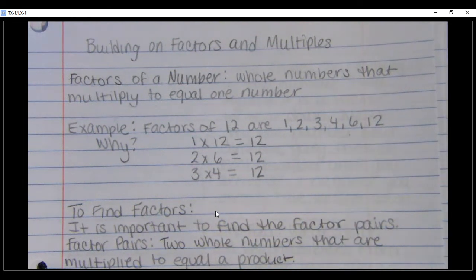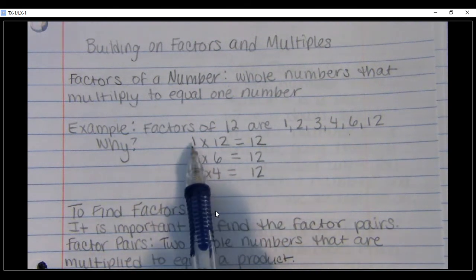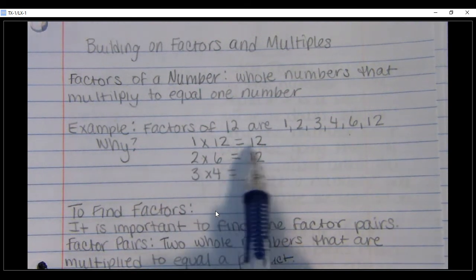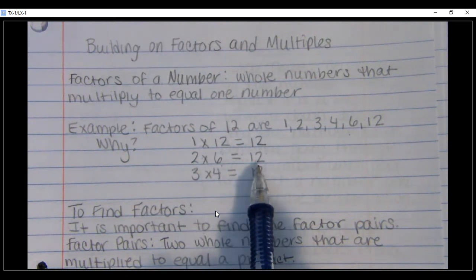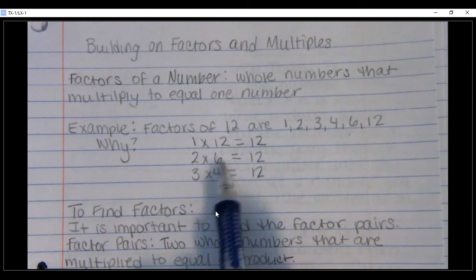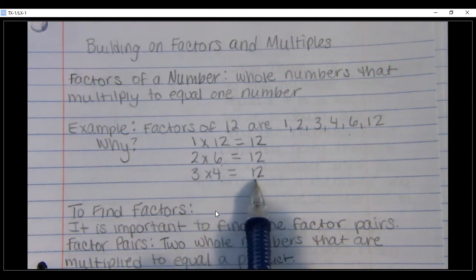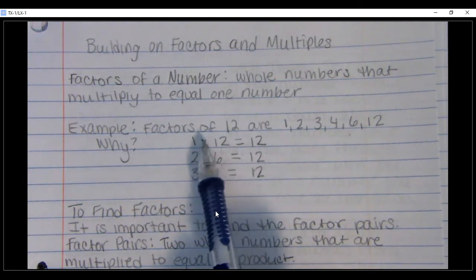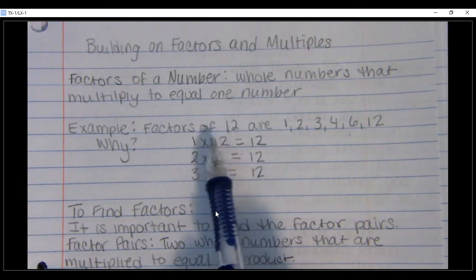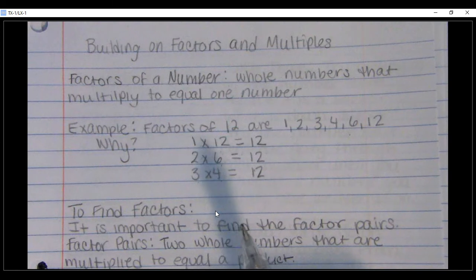So why do these numbers create factors of 12? Well, 1 times 12 is equal to 12. So 1 and 12 are going to be factors. 2 times 6 is equal to 12 too. So 2 and 6 are factors. And 3 times 4 is equal to 12. So 3 and 4 are factors. So all these numbers together that when multiplied equal 12 are factors.